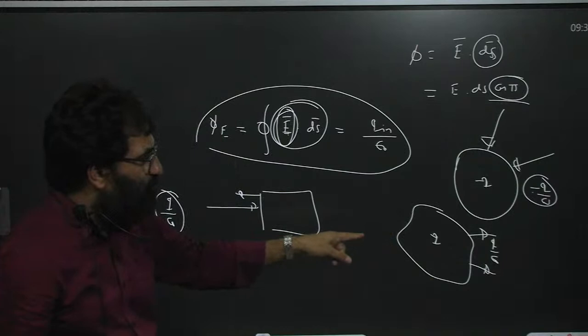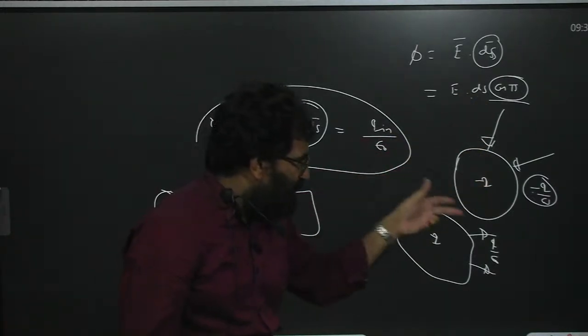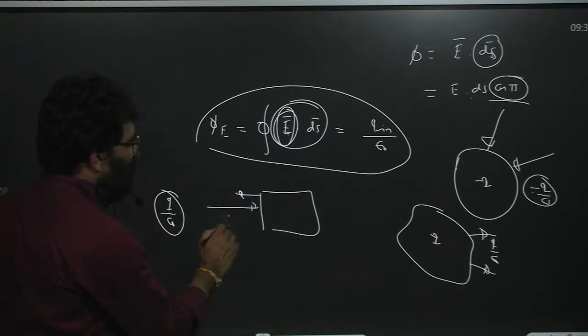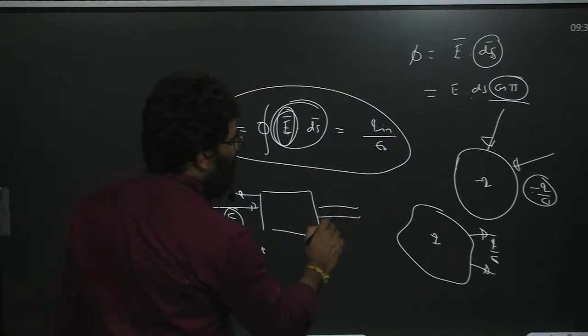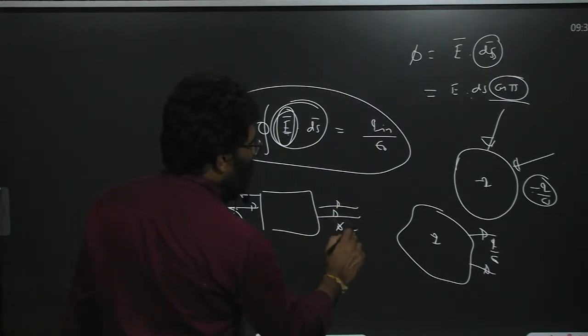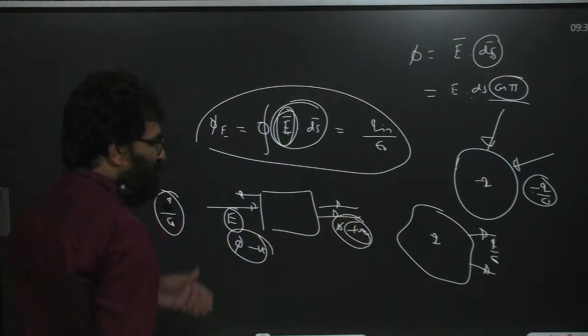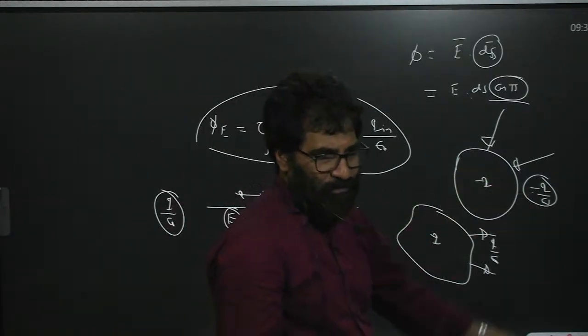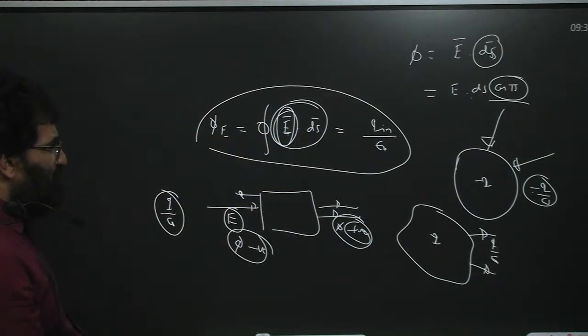So the minus sign indicates field lines are entering, and the plus sign indicates field lines are leaving. Flux is negative means the field lines are entering the surface; when the field is going away, the flux is positive. You remember this: entering is negative, leaving is positive. By using this, we are able to get the field at any point.